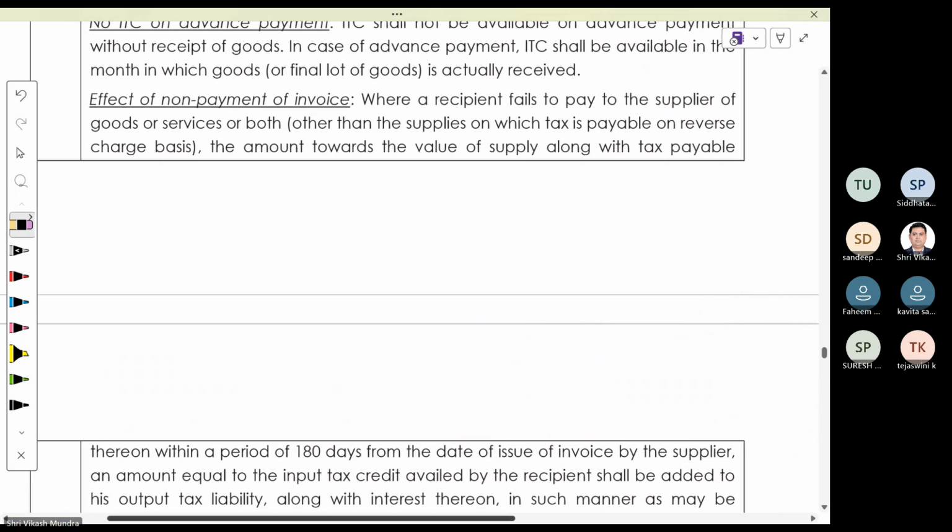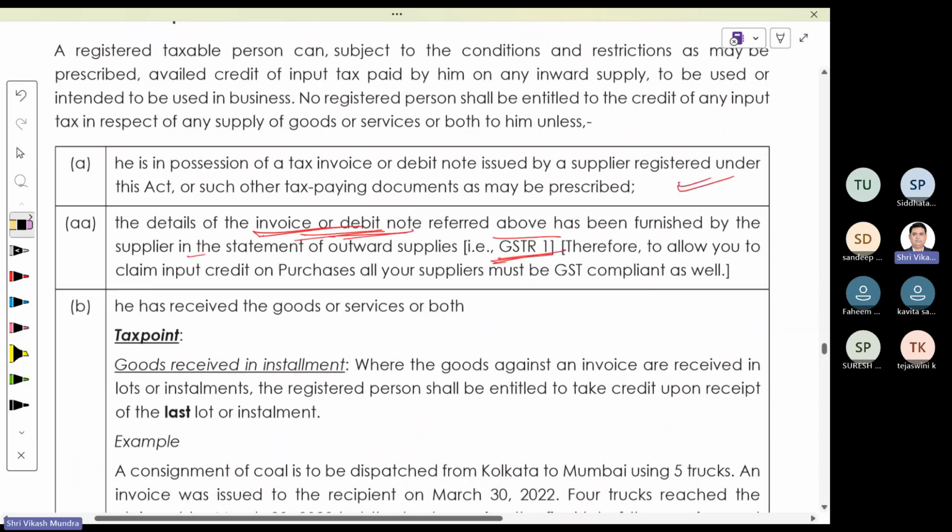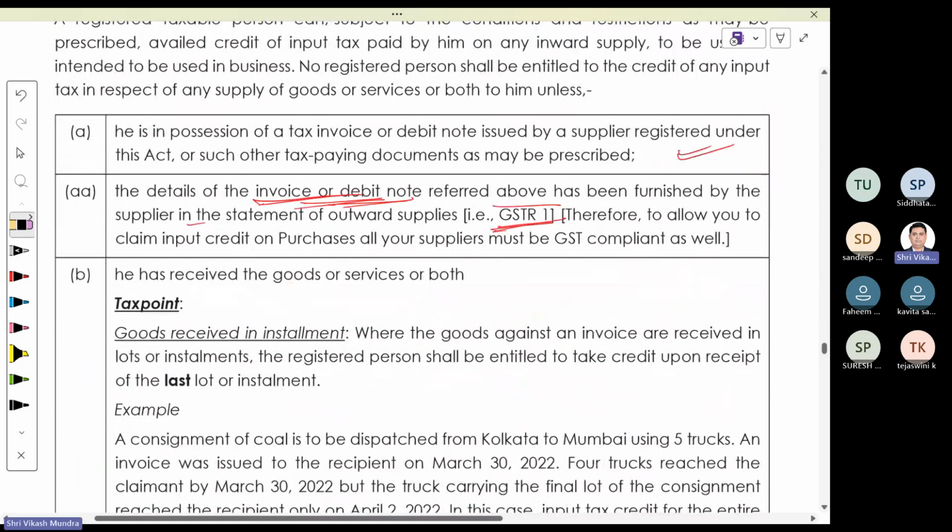Now, a few more restrictions. Such goods or services should be received by him. Before claiming ITC, the goods or services should be received. If these goods or services are not received by Sandeep, then ITC is not available. For example, if the supplier supplied certain goods, definitely he should receive them. Yes or no? Try to understand one more situation.